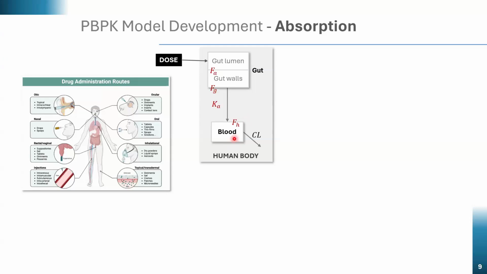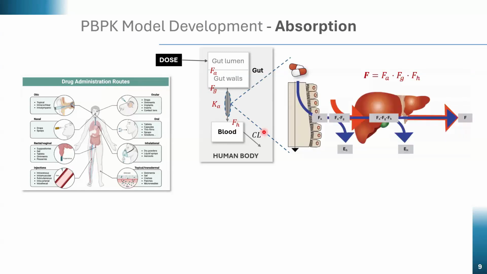And what that means is that bioavailability is being described by three essential processes: the fraction absorbed, the fraction escaping gut metabolism, and then the fraction escaping hepatic metabolism, which is the first pass effect. Now, we can use this diagram to further understand what is going on here.